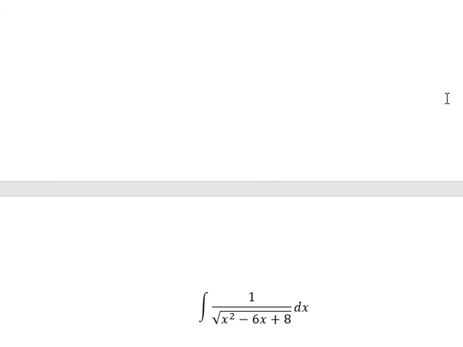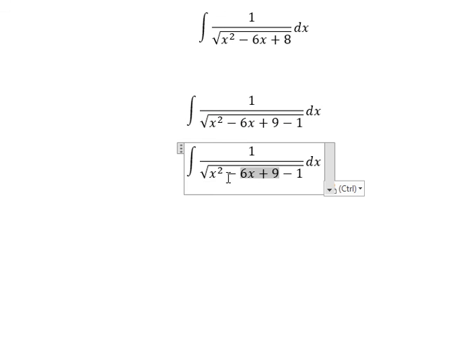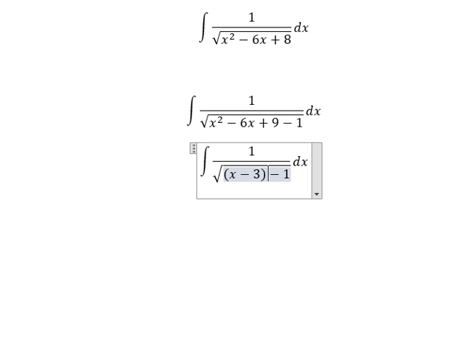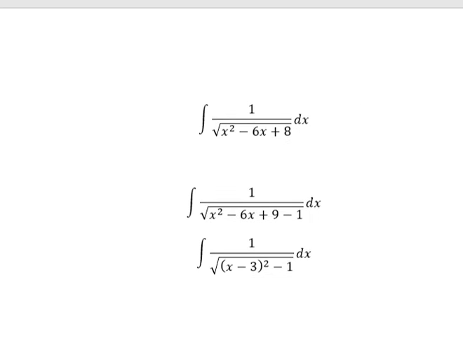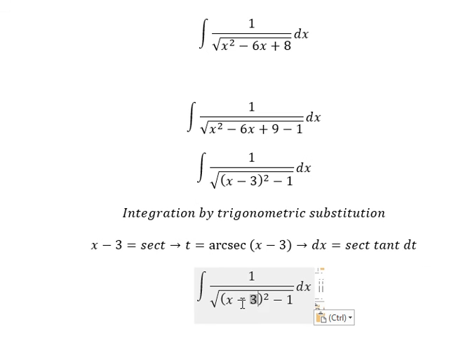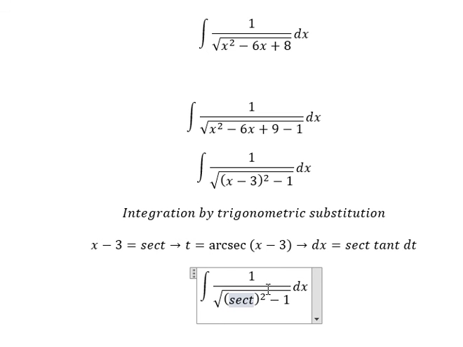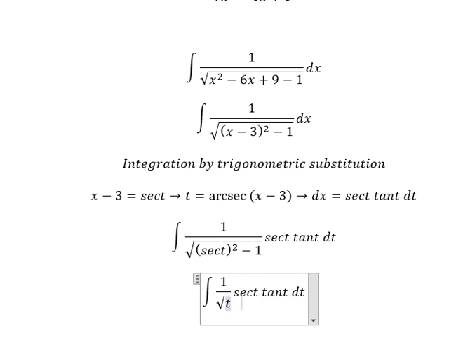Question number 2. So we do the same technique for the first one. This one we change for secant of t square. The s we change for this one. So this one we change for tan t square.